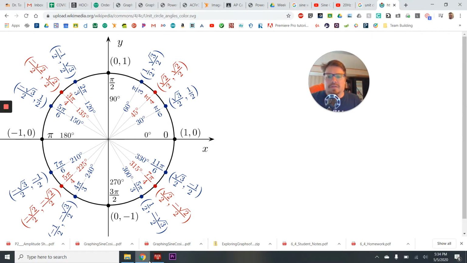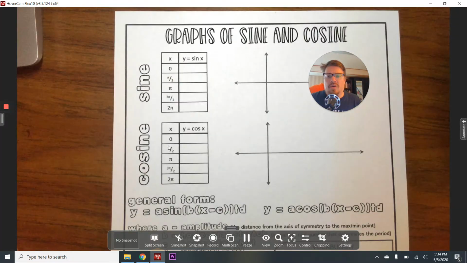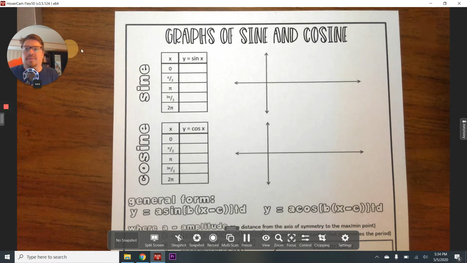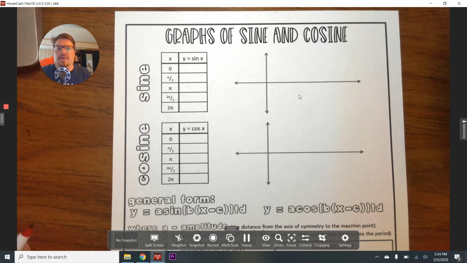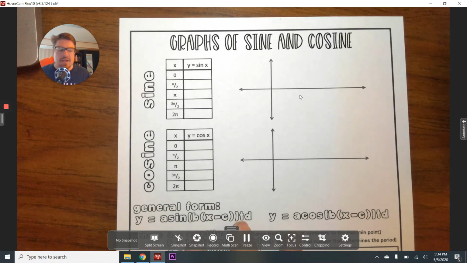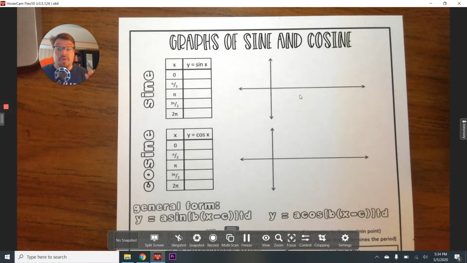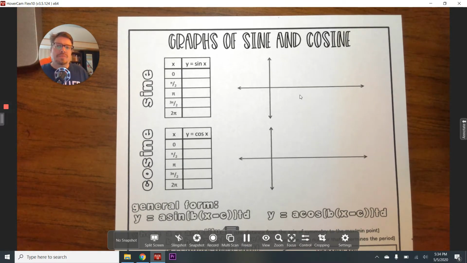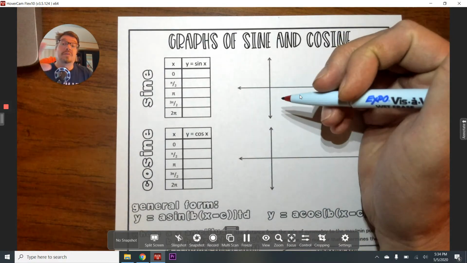So let's actually now go to this. This is where hopefully you guys printed this out, and you're going to follow along. It's very useful to kind of get your hands on this. All right, you don't want to just watch this. You really do want to graph this. Now what I'm going to do is, while I'm graphing this, I'm also looking at the unit circle.